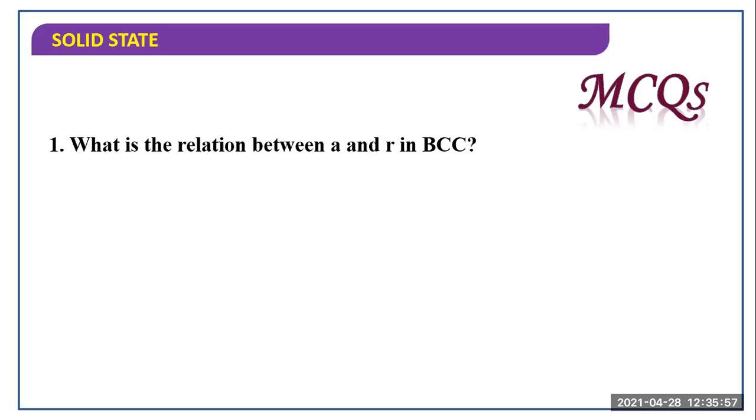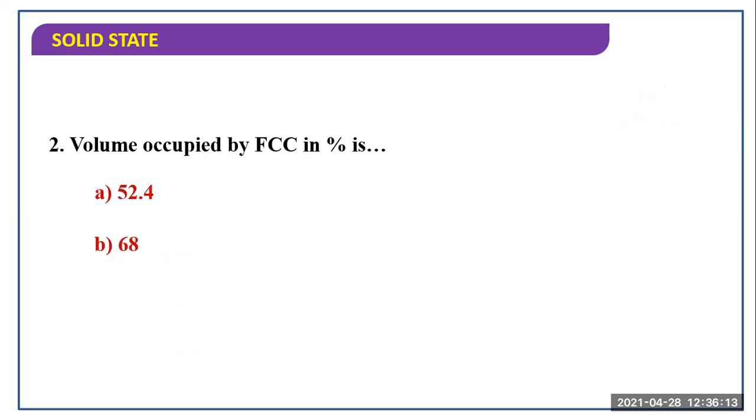So what is the relation between A and R in BCC? That means 4R equal to root 3A. Right? 4R equal to root 3A. So option C is correct. Volume occupied by FCC, that means face center cube, in percent is 74%. Yes.